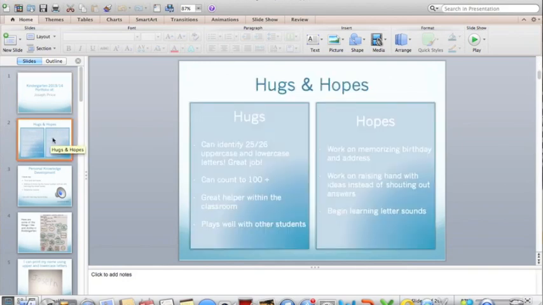So I saw this included in a parent-teacher interview, and the hugs are basically what the student is doing well within the classroom, and the hopes are things that the student can continue to work on for the rest of the year. So you would include this if you were showing this portfolio during interviews, and it gives the parent an idea of where the student is at in the classroom.